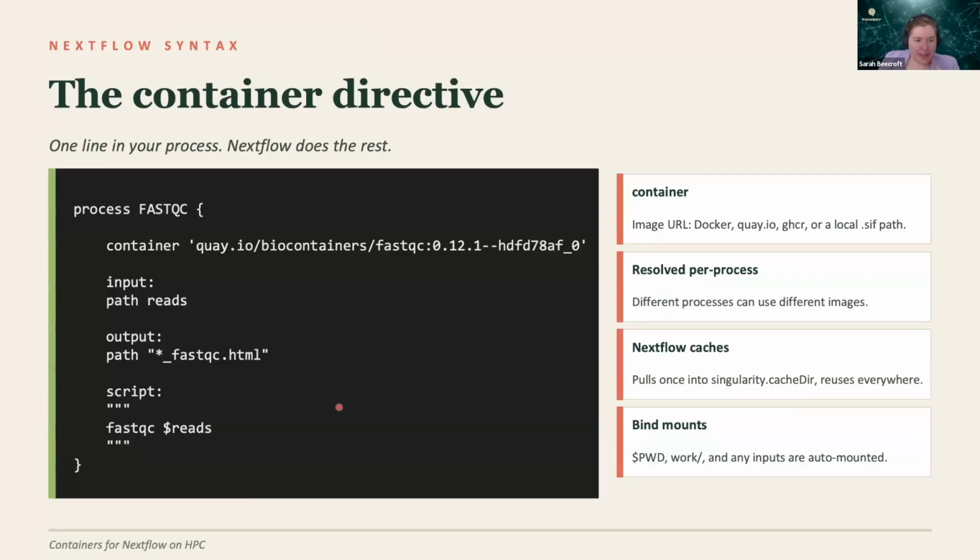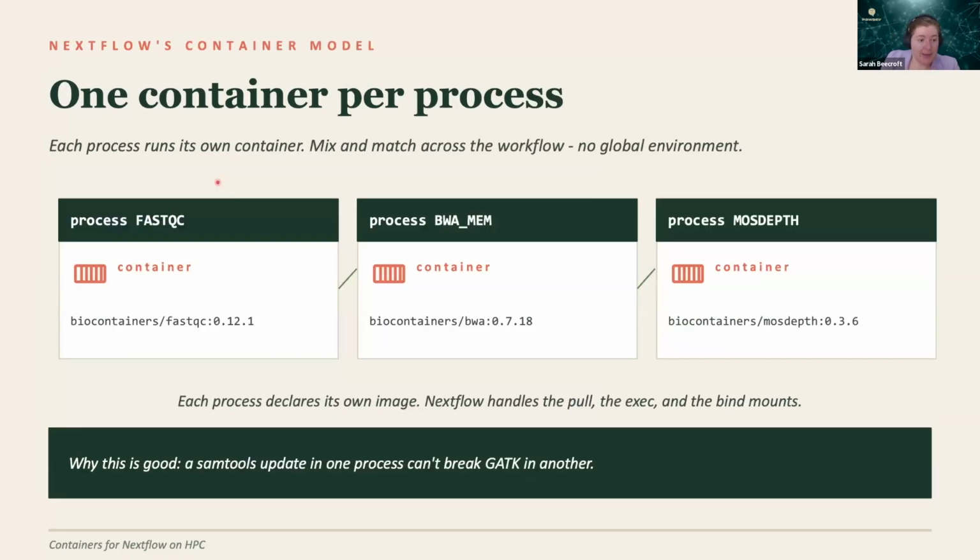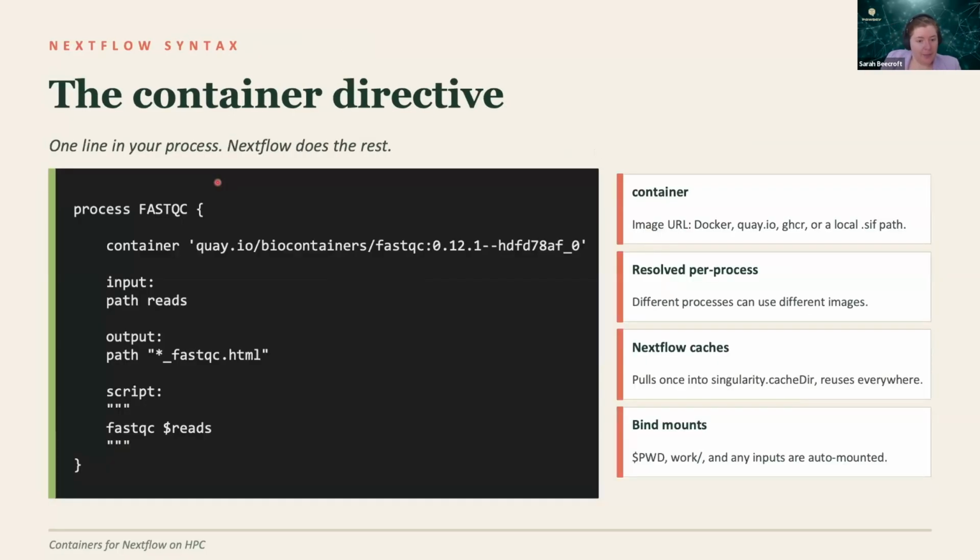So if you want to specify the container that you want your process to use, it's one line that you specify with this. So in your process block, FastQC, which is what we were looking at before, if I want to use this container, I use this line and I specify where it lives on the internet. So this is the tag. It doesn't have to be from quay.io, it can be from Docker Hub. It can also be a local path if you want.